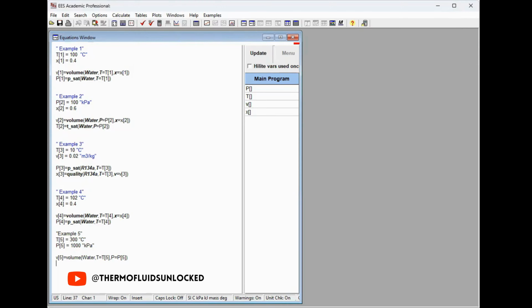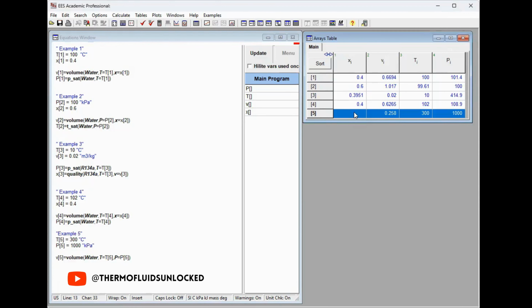When I have T and P, I know that they're independent only in the superheated region and also in the compressed liquid region. So if I'm looking for a specific volume with these two, here I just click, and at point 5, you see it didn't give me any quality as I didn't ask, so it's empty, but it's here. 0.258 is my specific volume.